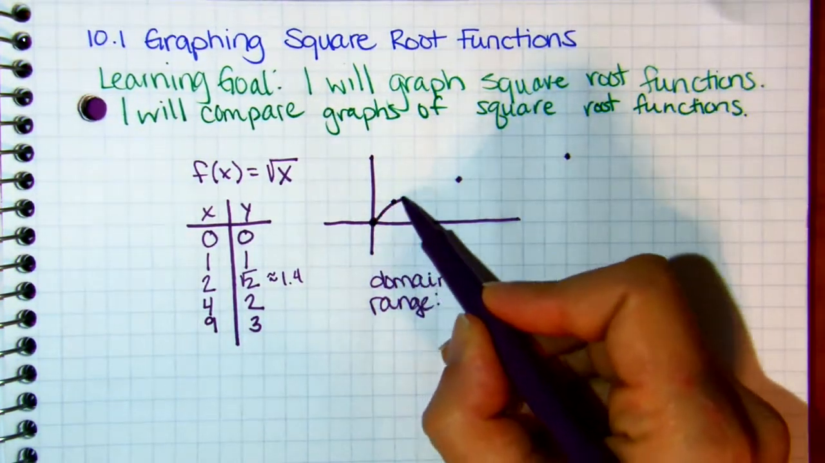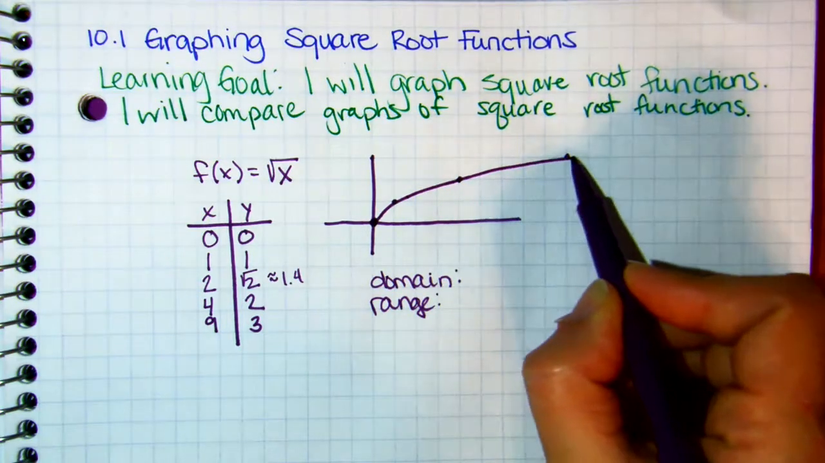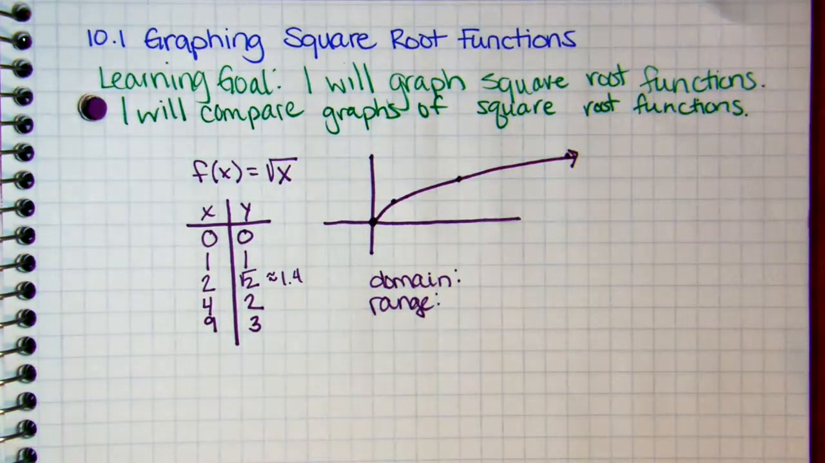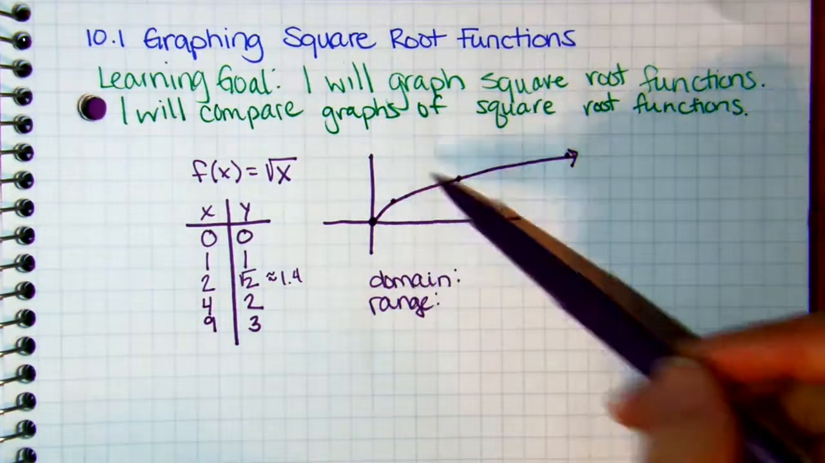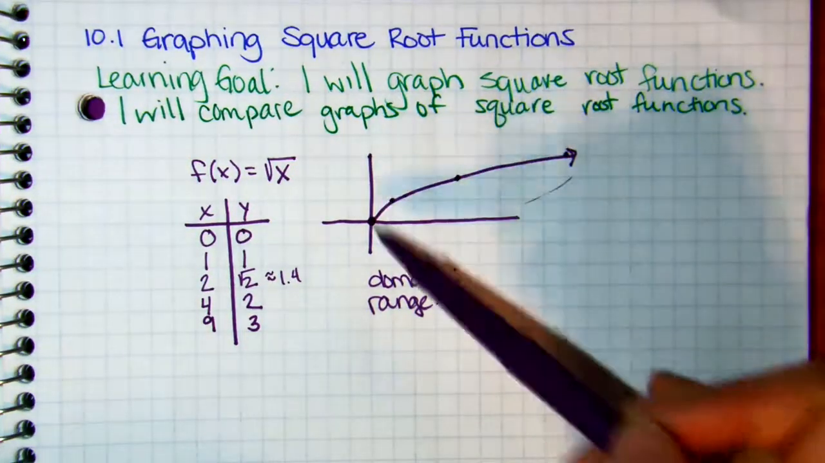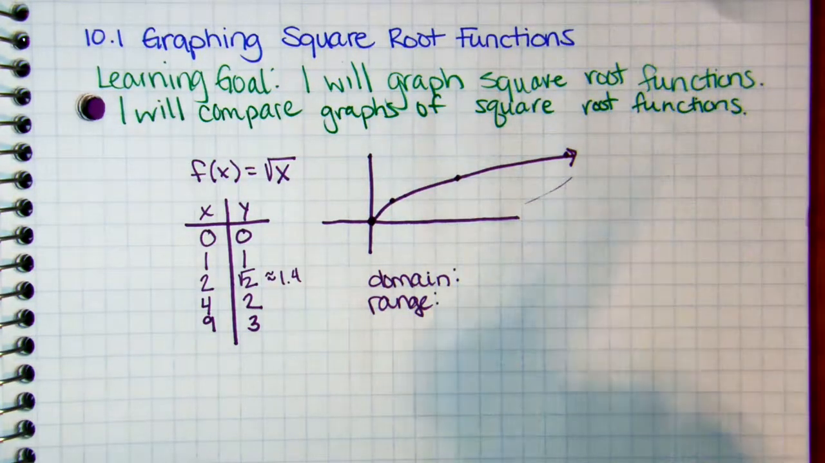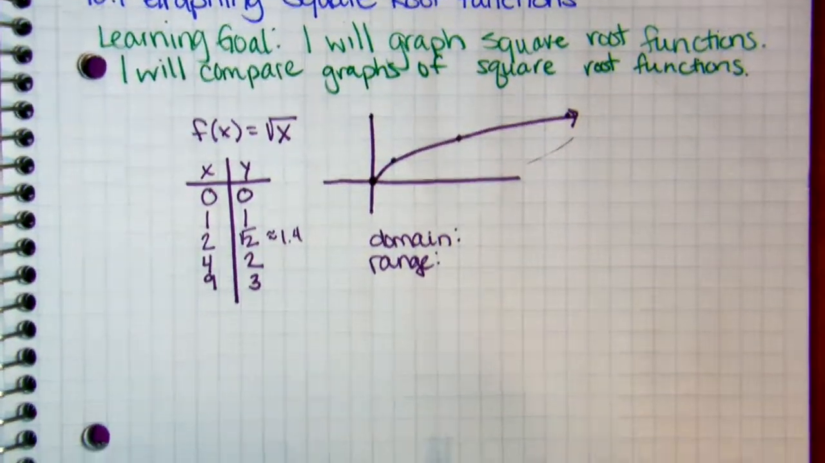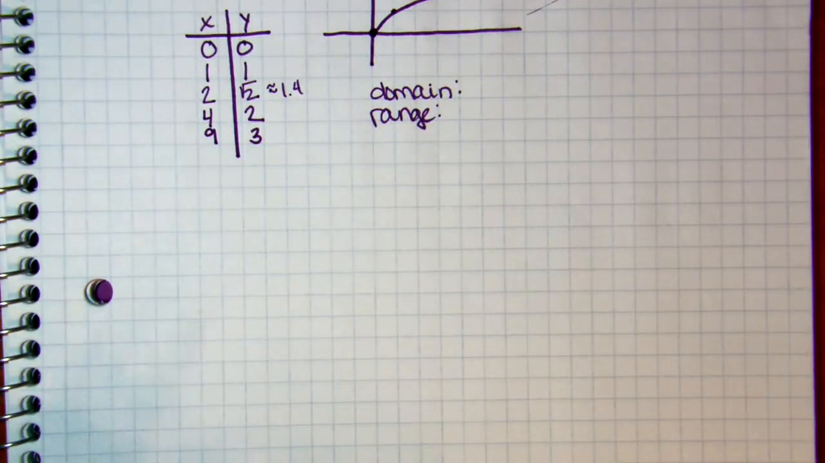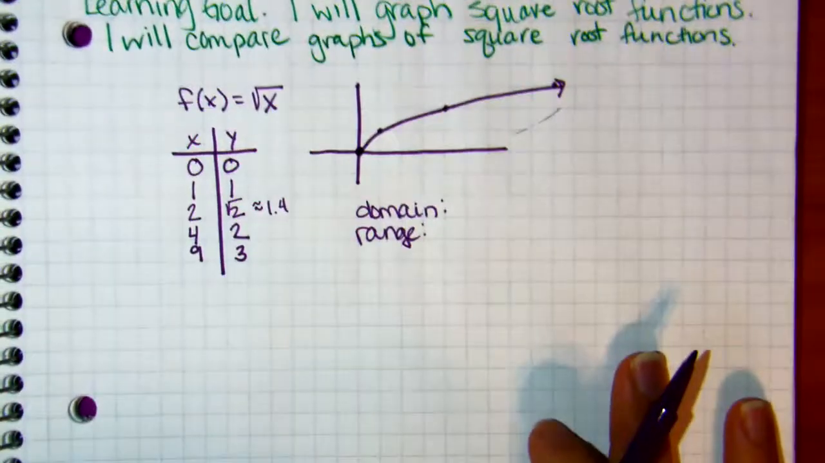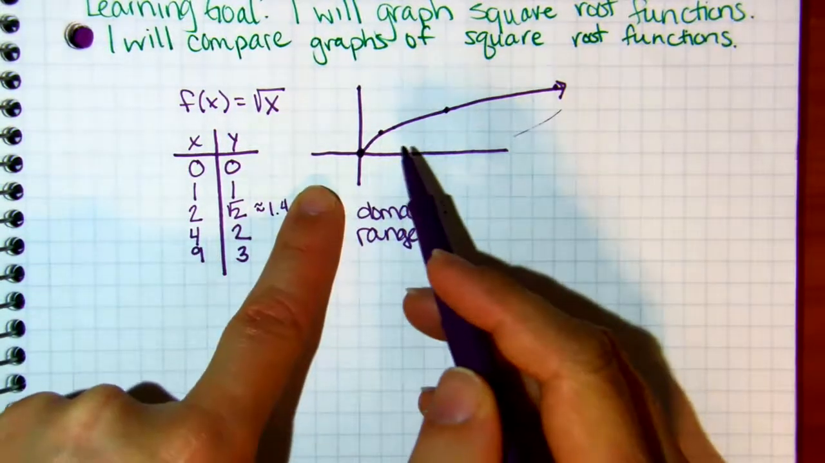So you can see the general shape. And what we're getting here is basically half of a parabola. So this is what our basic graph is going to look like, our parent function. And then of course we can do transformations on that graph. So for example, well, before we do that, let's talk about the domain and the range just of this graph.